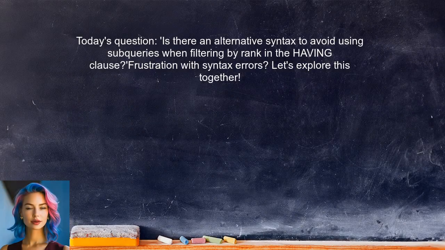Here's the specific question we're addressing today. One user asked, is there an alternative syntax to avoid using subqueries when filtering by rank in the having clause? They shared their frustration with the syntax error that arises when trying to use rank directly in having. Sound familiar? Let's explore this together.